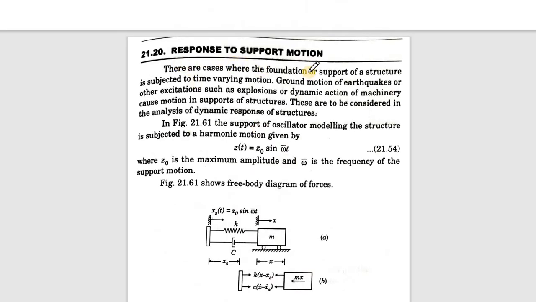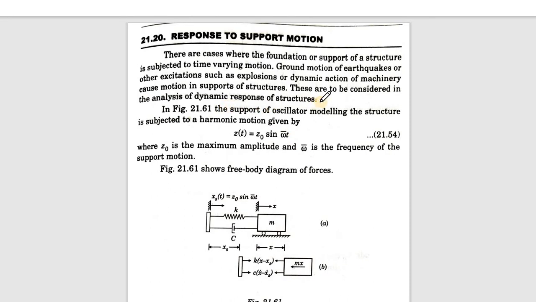There are cases where the foundation or support of a structure is subject to time varying motion. So ground motion of an earthquake or other excitations such as explosions or dynamic action of machinery causes the support motion. They need to be considered in the analysis of dynamic response of structures. Support motion means the support of an oscillatory system modeling the structure is subject to harmonic motion. That is, if z is a displacement, then the support motion z(t) is equal to Z0 sin omega-bar t, where Z0 is the maximum amplitude and omega-bar is the frequency of the motion. The motion means there will be a frequency.